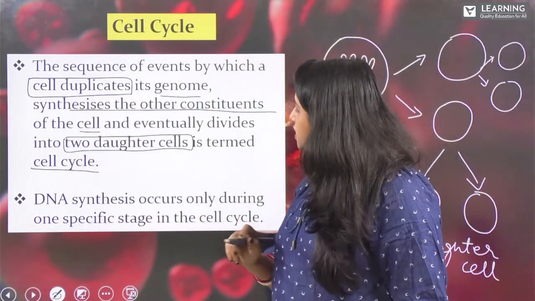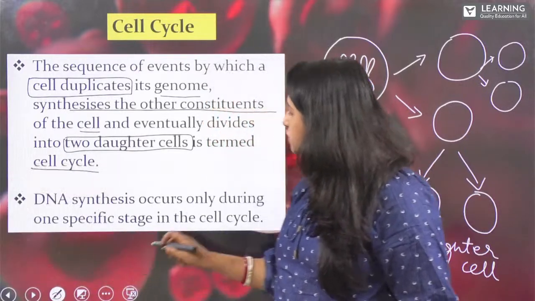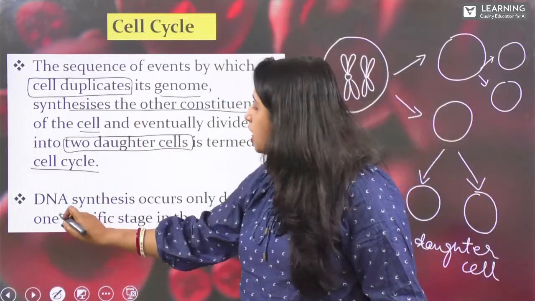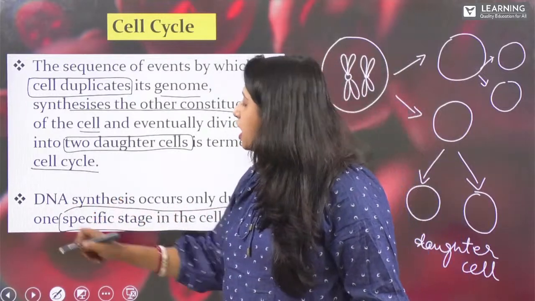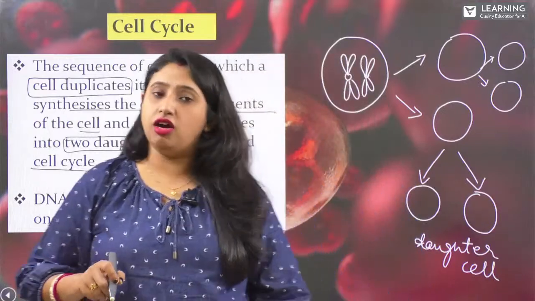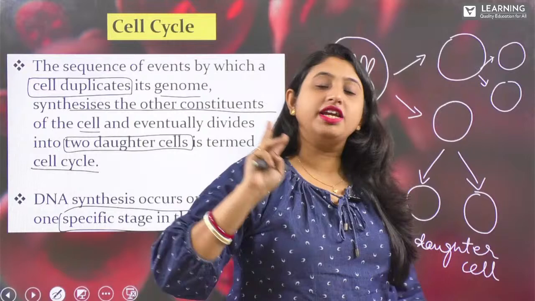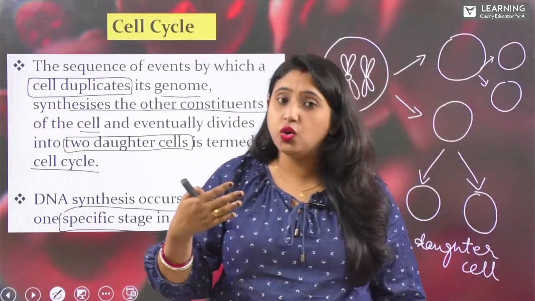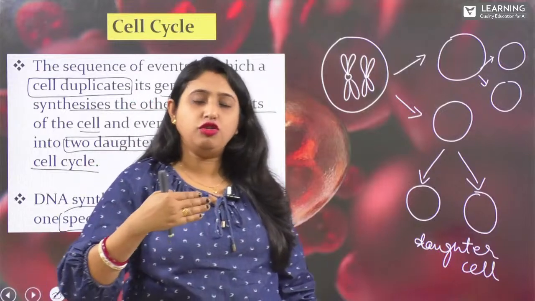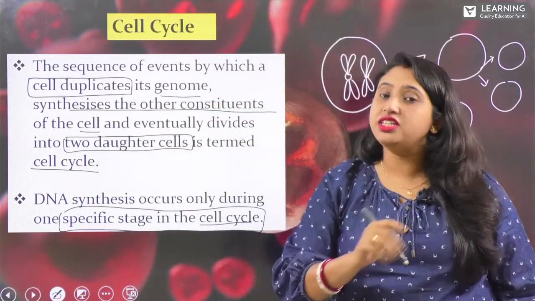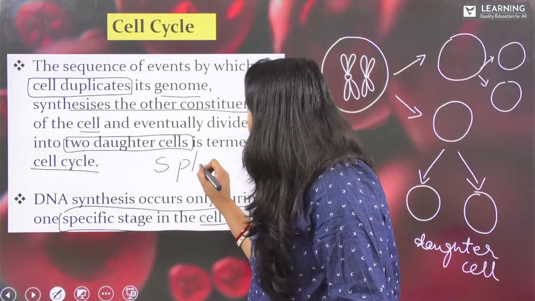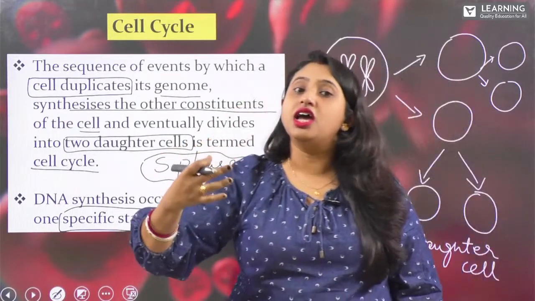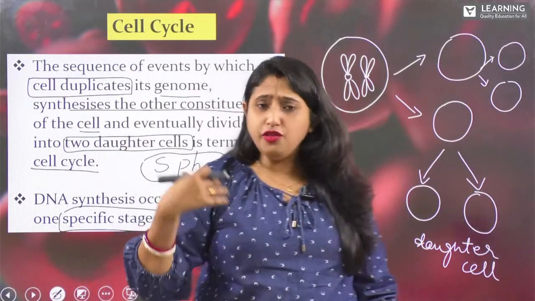So see, the DNA synthesis occurs during only one specific stage in the cell cycle. In the cell cycle, we are going to learn now that there are basically two phases. One is interphase, another is mitosis. In the interphase, you will see there are again three phases: G1, S and G2 phase. Basically, the DNA synthesis takes place in the S phase, and further it undergoes cell division. We will learn it in the next topic.